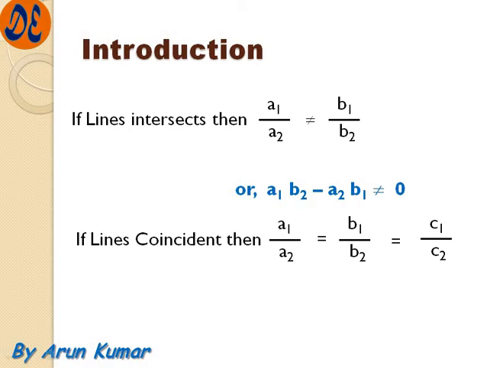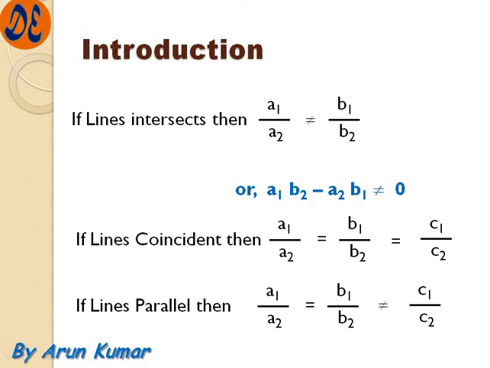Similarly, if the lines coincide, meaning one line overlaps another, then a1 by a2 is equal to b1 by b2 is equal to c1 by c2. That means the ratios of all the constants, that is the real numbers, are the same. And if the lines are parallel, then a1 by a2 will be equal to b1 by b2, but they will not be equal to c1 by c2. So there are three conditions, and on the basis of these three conditions we can determine what type of solution there will be.